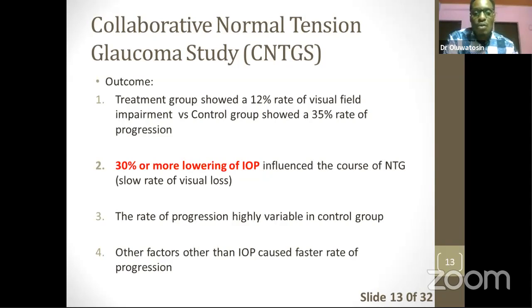A 30% or more lowering of intraocular pressure was noticed to slow the rate of visual loss. The rate of progression among the control group was highly variable because there were other factors observed, like headaches, like migraine, and the sex of the patients, like females, that contributed to a faster progression of the disease besides intraocular pressure.